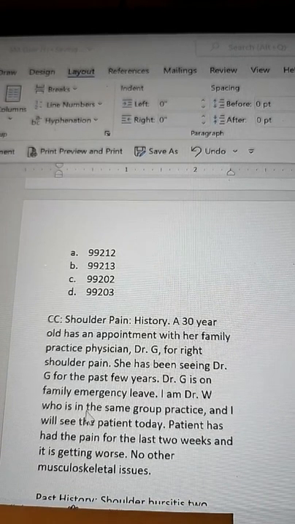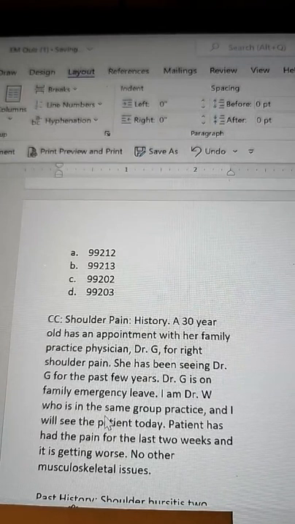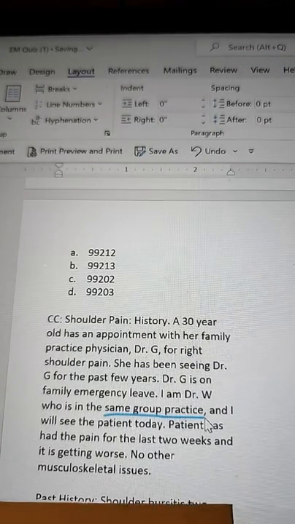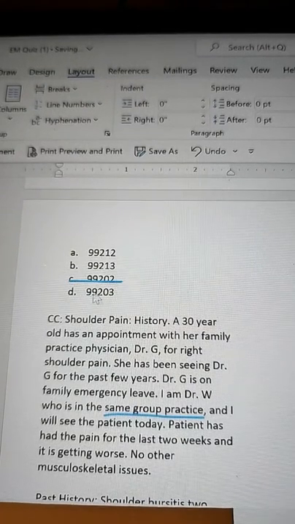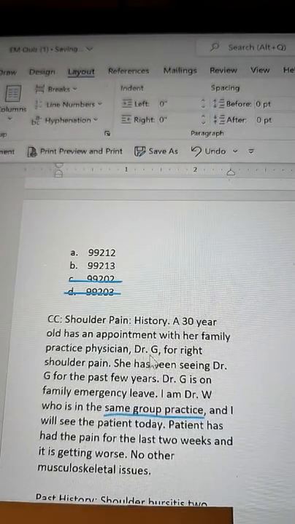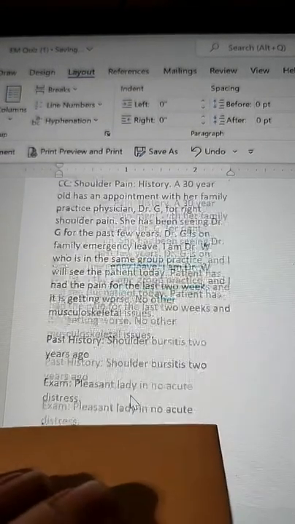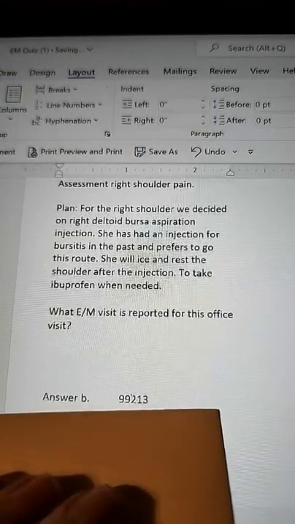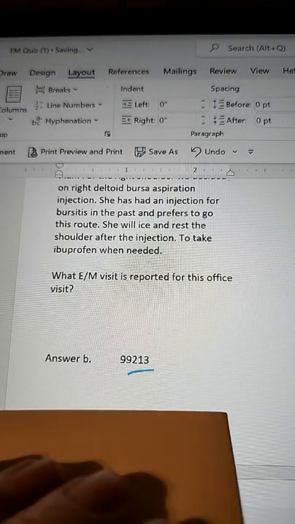Yep, because this doctor is on emergency leave and another doctor is filling in for this doctor from the same practice, we are not doing a new patient. We are definitely keeping them at established. This patient has one chronic condition, right, with that bursitis. So we definitely will bill with our 213. Good job.